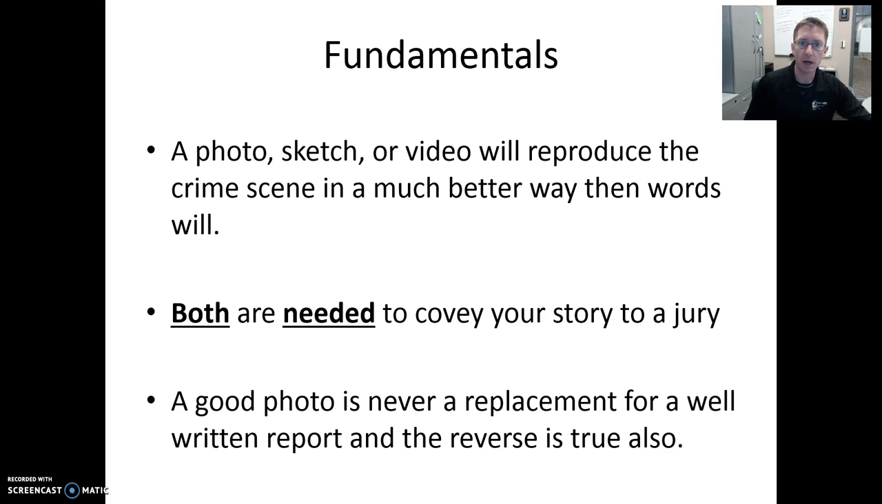All right, so remember this as it relates to videotaping your crime scenes, photographing them, sketching them. They all have their positives and negatives. We're really not going to get into videotaping in a lecture situation. There's some talk about it in your book. But remember this as it relates to sketches and photos: we need both to give that good story to the jury. Also, we need a good written report. We're not talking about written reports in this class.